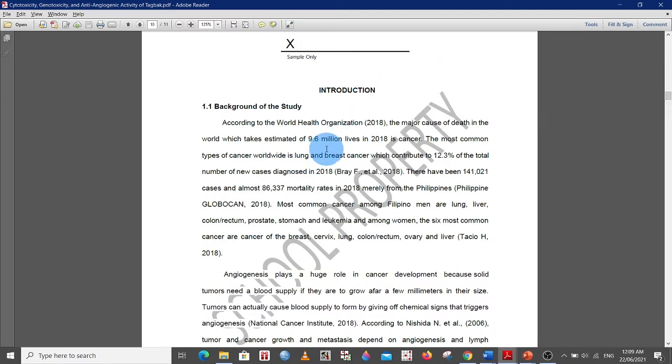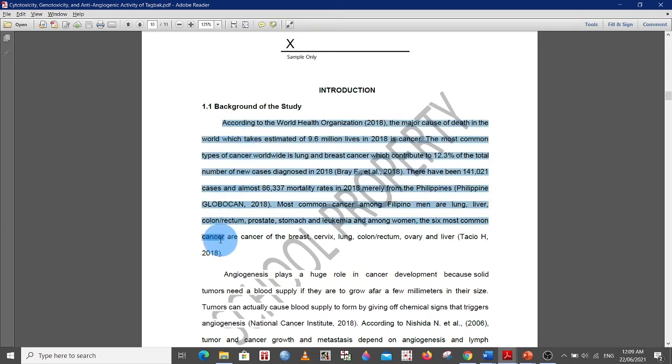According to the World Health Organization, the major cause of death in the world, which takes an estimated 9.6 million lives in 2018, is cancer. So the first sentence really hits the problem that the researcher wanted to address, or the study aims to solve, no? So cancer. Anyway, you can have this format in the creation of the background of your study, no?